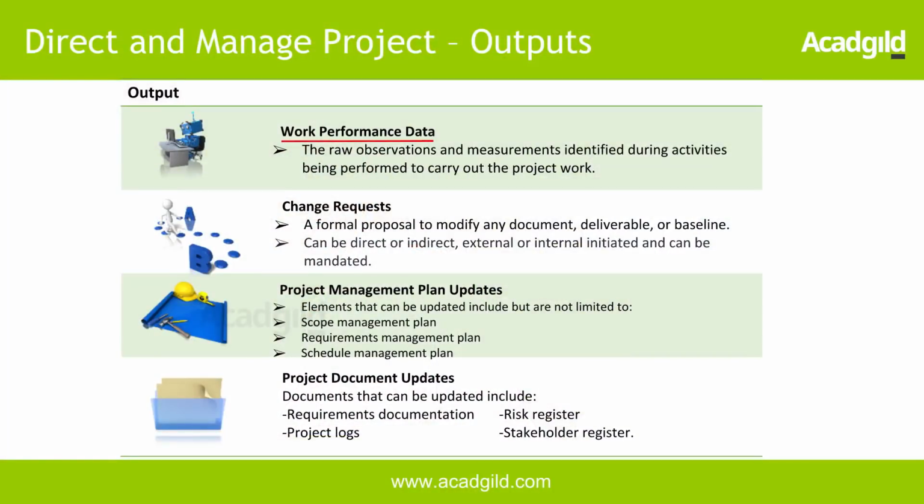So the other outputs of this direct and manage project is work performance data, which we just discussed. Work performance data is nothing but the raw data that is being collected during the course of execution. The raw data could be all the data for an activity, like a plan start date, plan end date, actual start date, actual end dates, which we discussed, right? So these data will be collated. That's a work performance data.